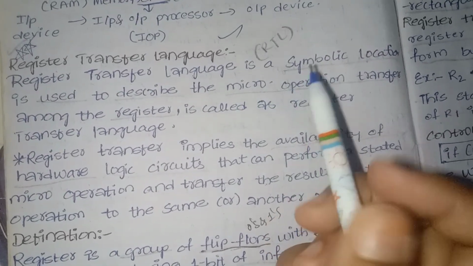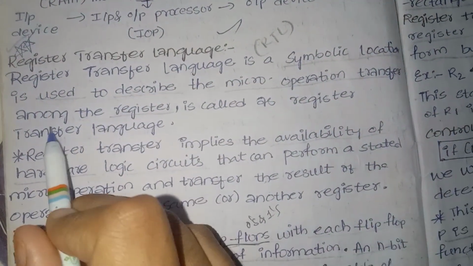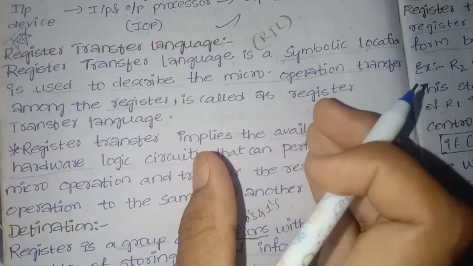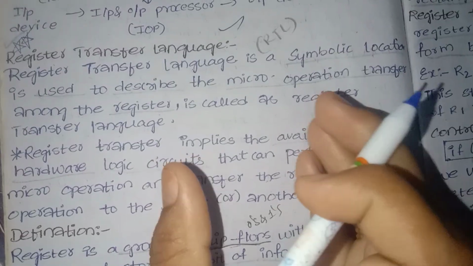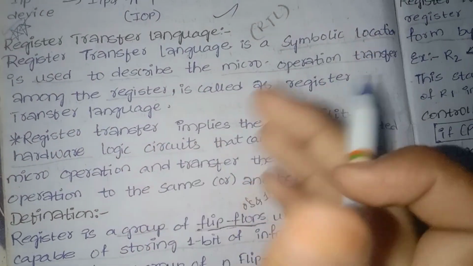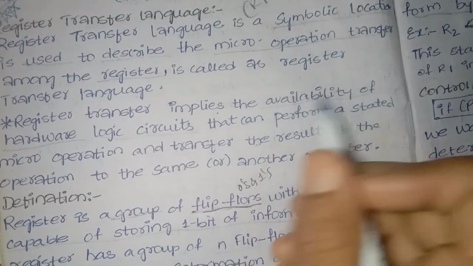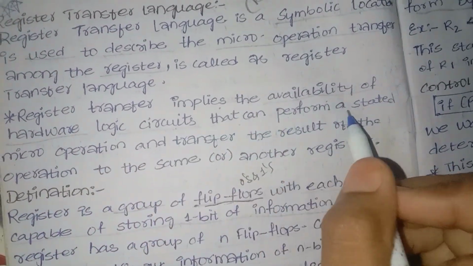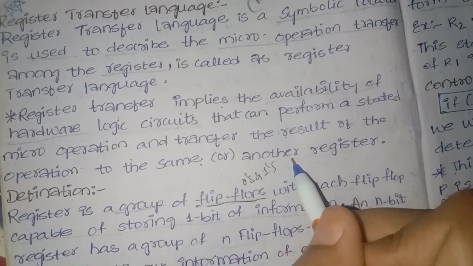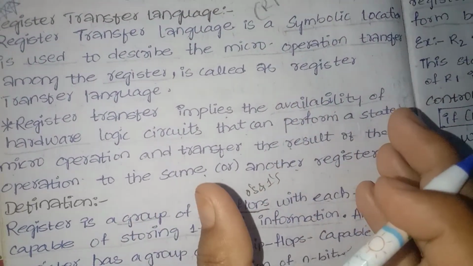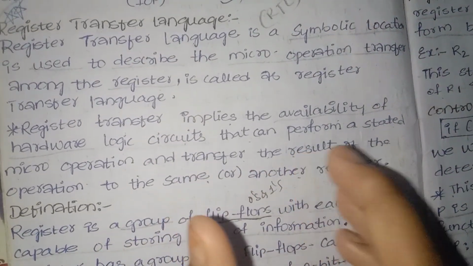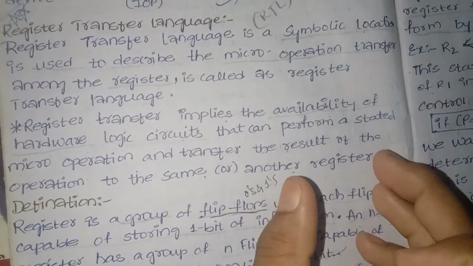We have some micro operations. Transfer among the registers is known as register transfer language. It explains the purpose of registers storing data and is used for micro operations, transferring data among different registers, known as RTL. It implies the availability of hardware logic circuits that perform a stated micro operation and transfer the result of the operation to the same or another register, whether shared among registers or within the register with some operations. We are transferring the data from the same or another register.